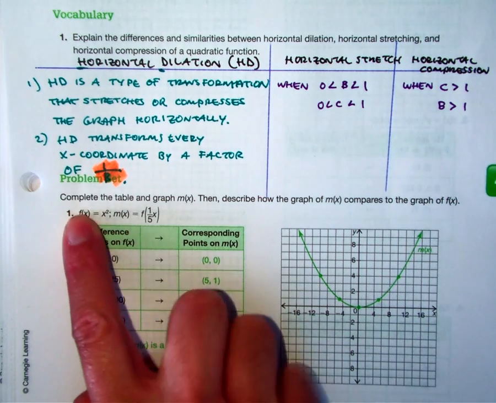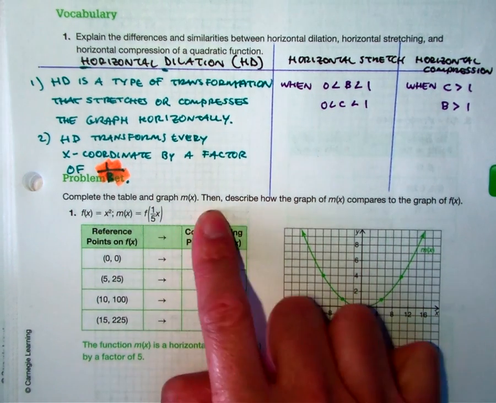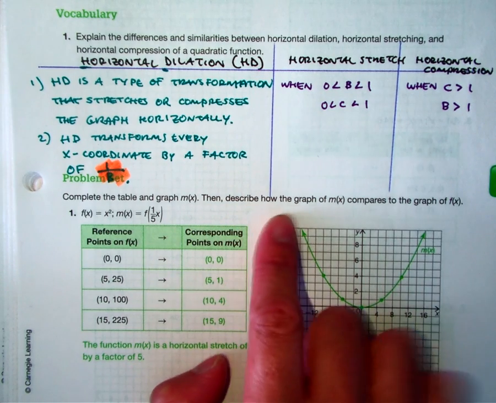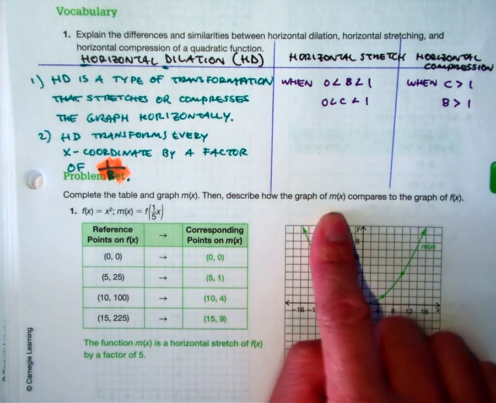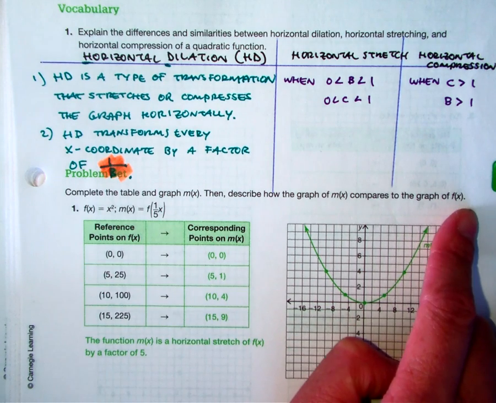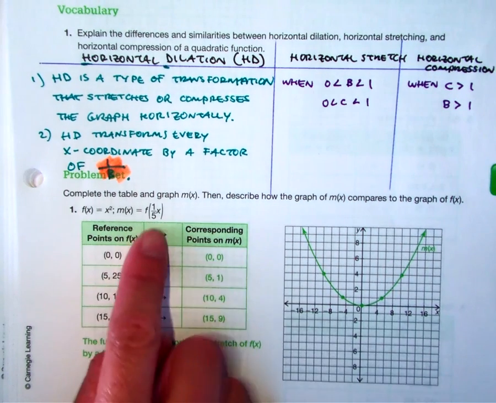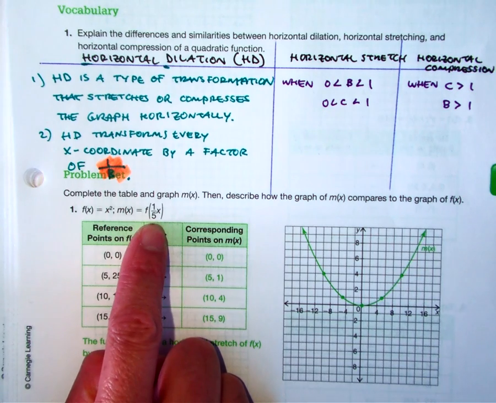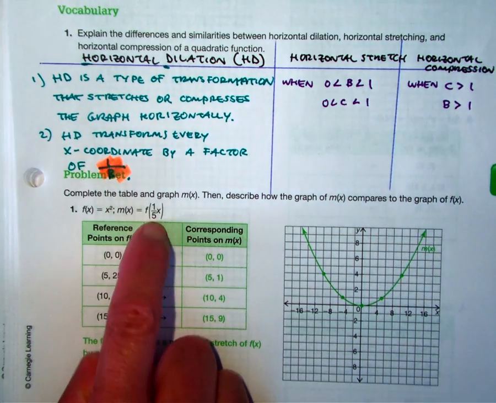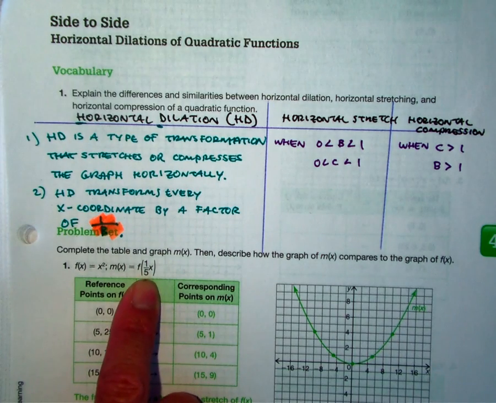Problem number 1 says, complete the table and graph m of x. Then describe how the graph of m of x compares to the graph of f of x. Okay? The first thing I'm going to do is recognize that the number that we have here is now inside of the parentheses. Everyone say inside? Inside. So to recognize a horizontal dilation, you're looking for the number inside the parentheses.